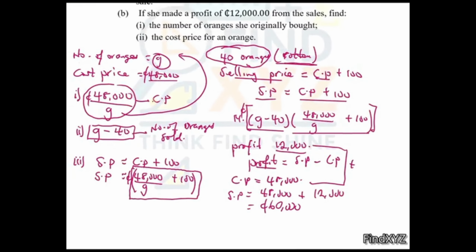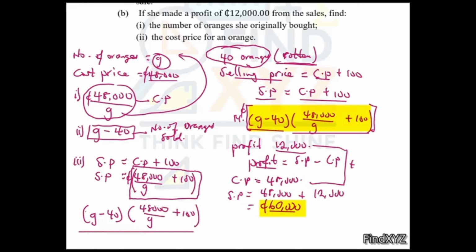You realize that we have an expression for the selling price here. Let me bring it back. So we have G minus 40 multiplying 48,000 over G plus 100. That is the selling price. And now we have been able to identify the selling price. So it means that this whole expression should give us 60,000 cedis because that represents the selling price. Okay, so we are going to solve this equation and identify the number of oranges that were bought. You realize that the number of oranges that were bought was represented as G. So let's go ahead and solve this equation.